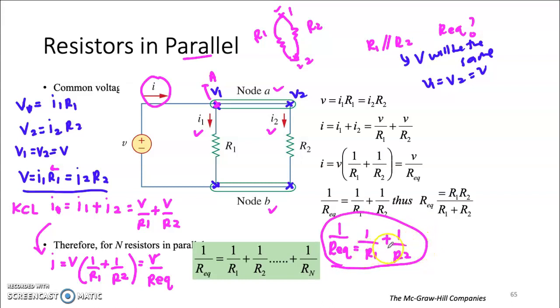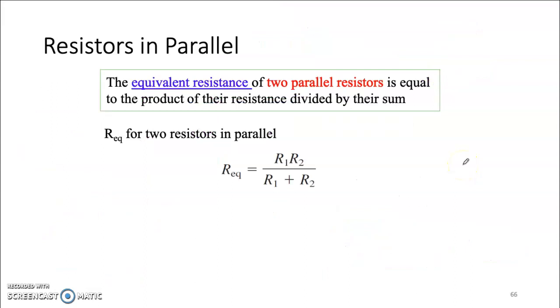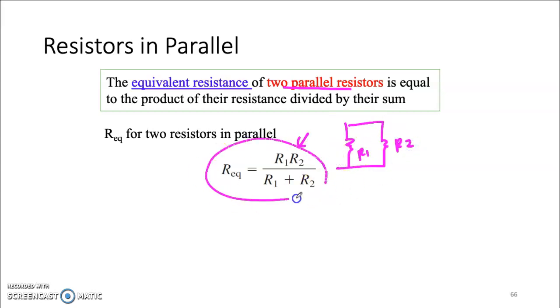If you have three in parallel, it will continue: 1 over R1 plus 1 over R2 plus 1 over R3. Or if there are only two, we can simplify this equation to become R1 R2 divided by R1 plus R2. So this is how you get the equivalent resistance for the parallel circuits. Okay. This only applies if you have only two in parallel, R1 and R2. You can use this equation. So your R equivalent is R1 R2 divided by R1 plus R2.